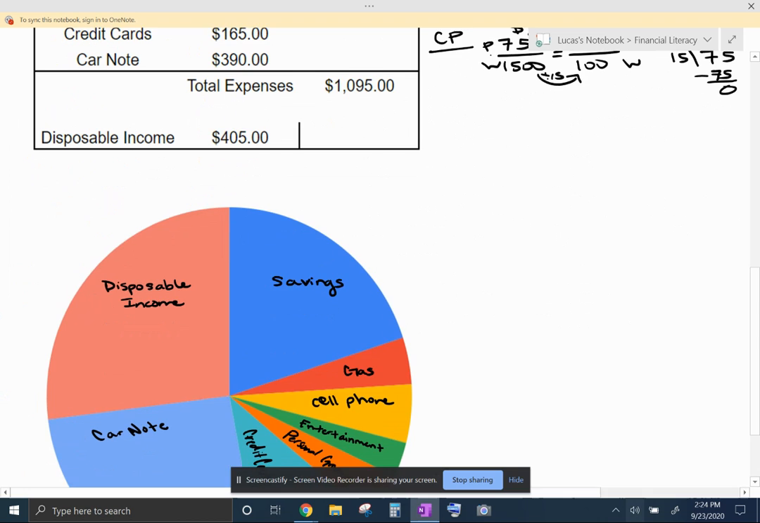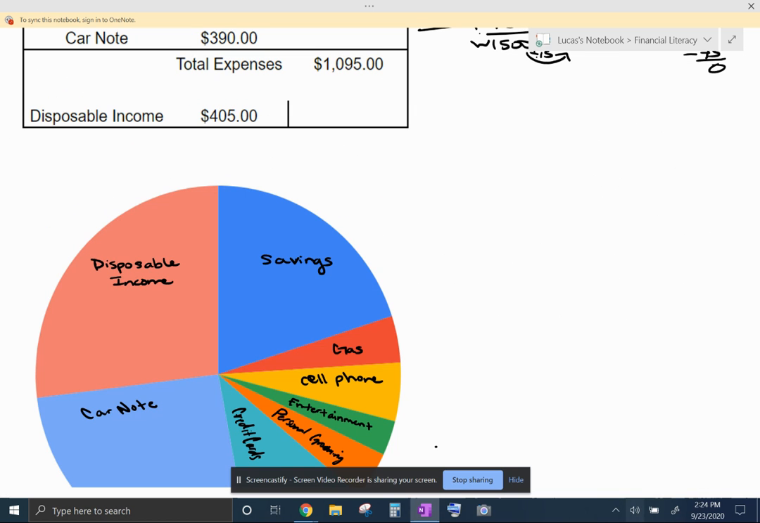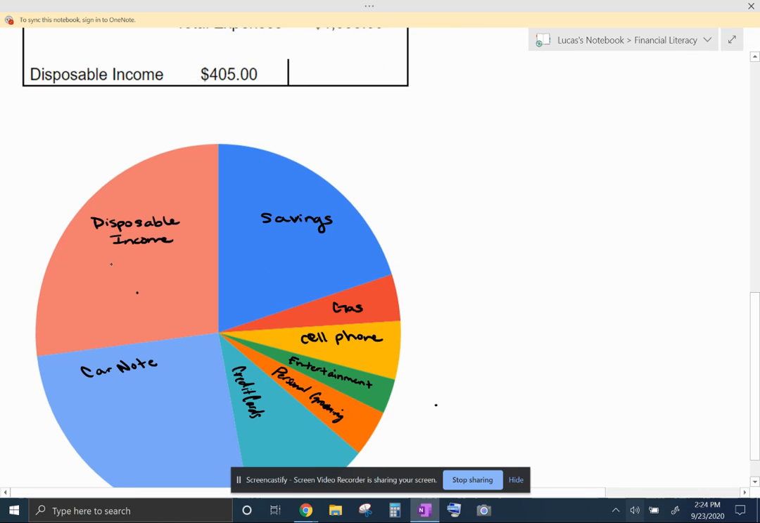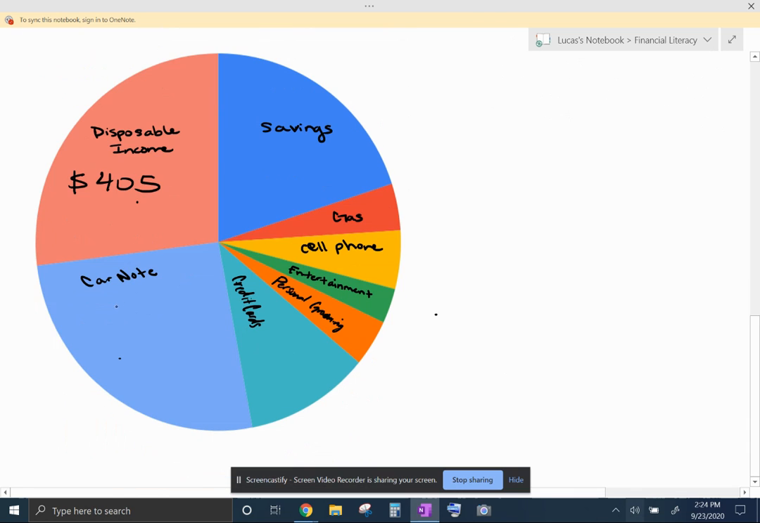So another way that you could see it is, let's say sometimes we can see it in a pie chart. So we know this is $405. What's his car note? His car note is $390. So we can also figure this out over here in the same way. So we have disposable income. It doesn't change. The only difference is that it's laid out in a different way. So we have $405 out of the $1,500 total. That's our dollars. These are our percents.